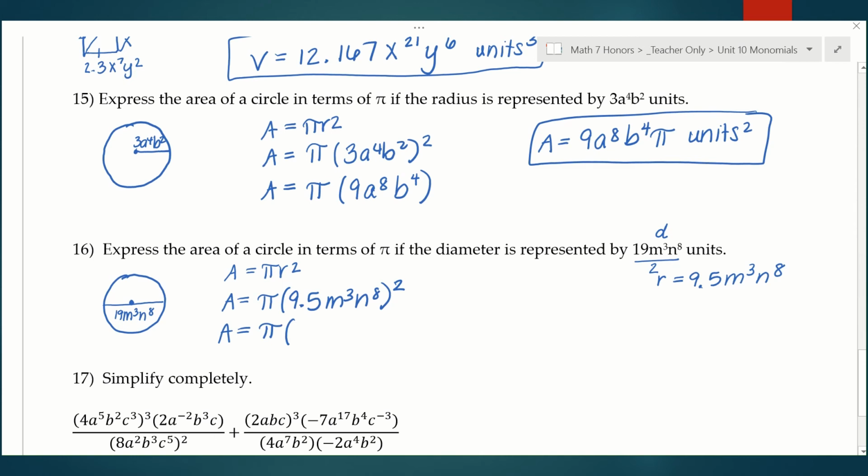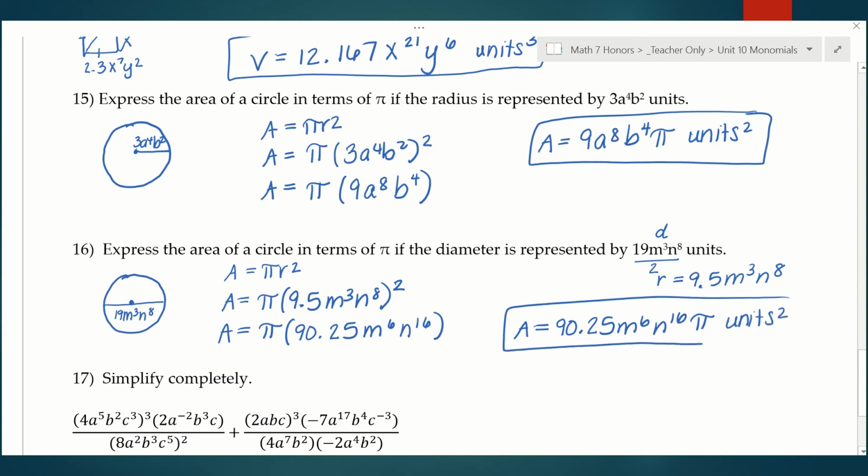Okay, so 9.5 squared, I am getting 90.25, and then m to the third squared is m to the sixth, and n to the eighth squared is n to the 16th. All right, so let's write our final answer out here. So we're going to have 90.25 m to the sixth, n to the 16th, put your pi on the end, units squared. There we go.